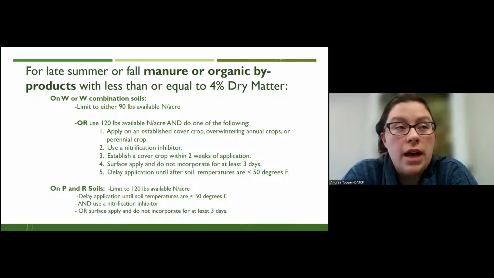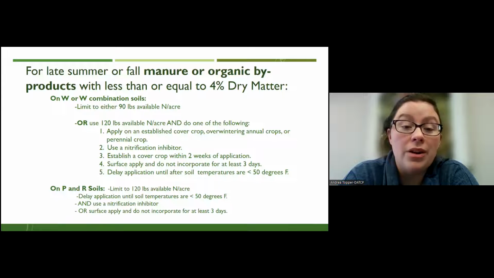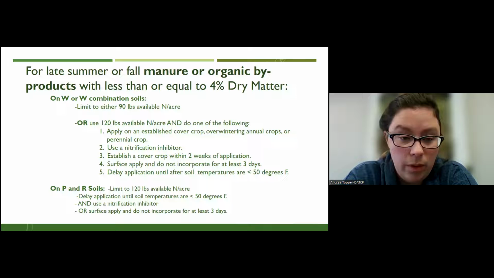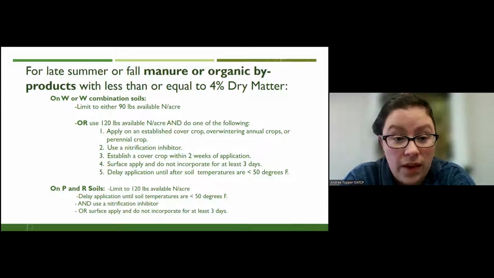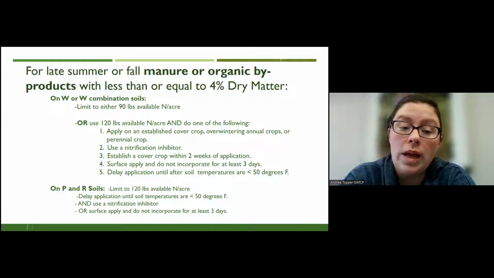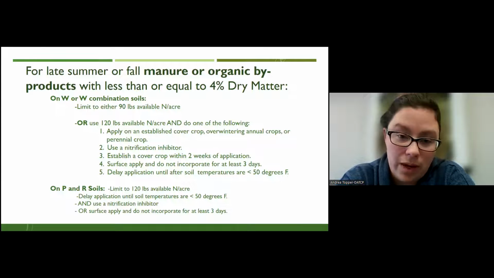All right, so the last one we talked about was manure applications with greater than 4% dry matter. Here we're going to talk about very, very liquidy manures, so manures where the dry matter is less than or equal to 4%. Here we're going to see a little bit stricter rules. On W or W combination soils, we need to limit to either 90 pounds of available N, or we can use 120 pounds of available N, but we must do one of the following.